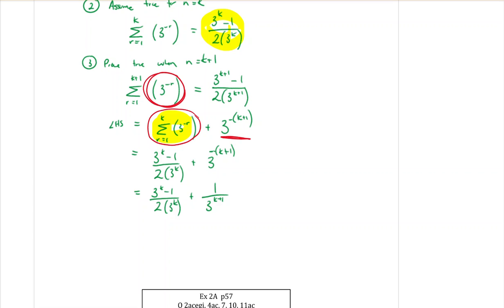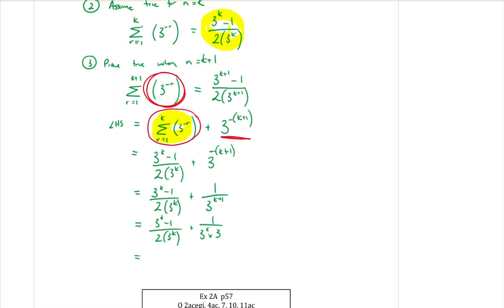One extra part first. What if we split that 3 to the power of K plus 1 to be 3 to the K times 3? Because then I'd have 3 to the K as a common factor on the bottom already. Don't want to make it unnecessarily complicated on the top. So I'm still going to leave that first one, 3 to the K minus 1 over 2, 3 to the K, and I'm going to split this second one to be 3 to the K times 3.